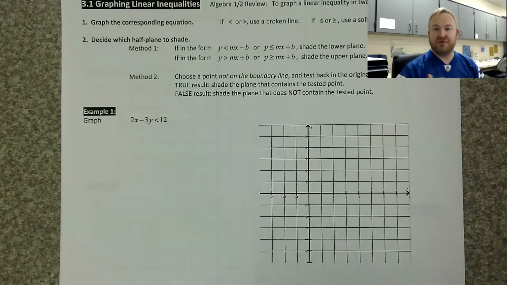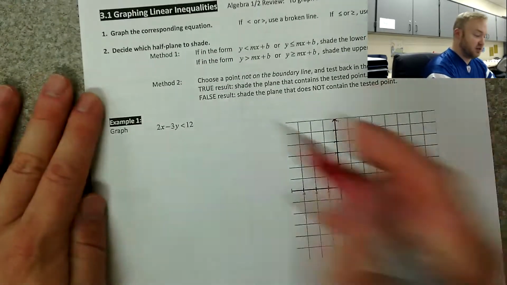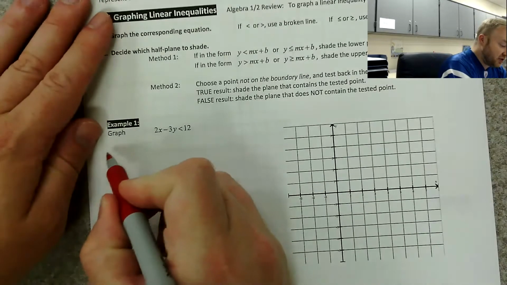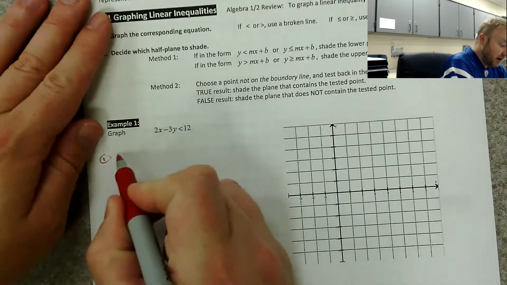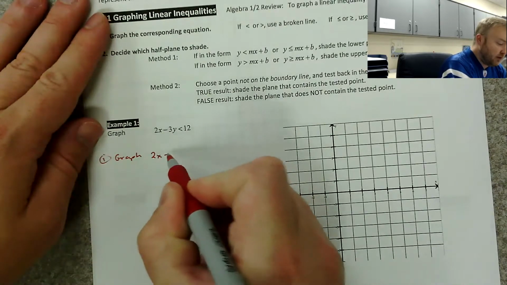But if I'm going to graph this thing, it's linear, so there's going to be a line involved that I need to graph. And so I'm going to change this thing into slope-intercept form. And I'm just going to graph a line. So my first step here is, I'm not going to worry about the inequality right now.